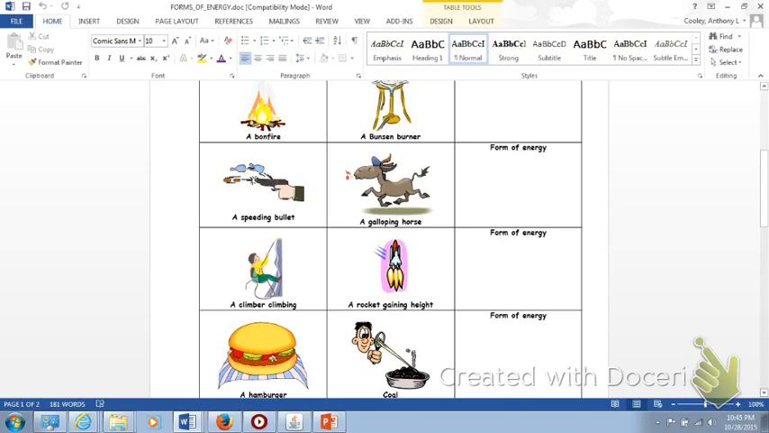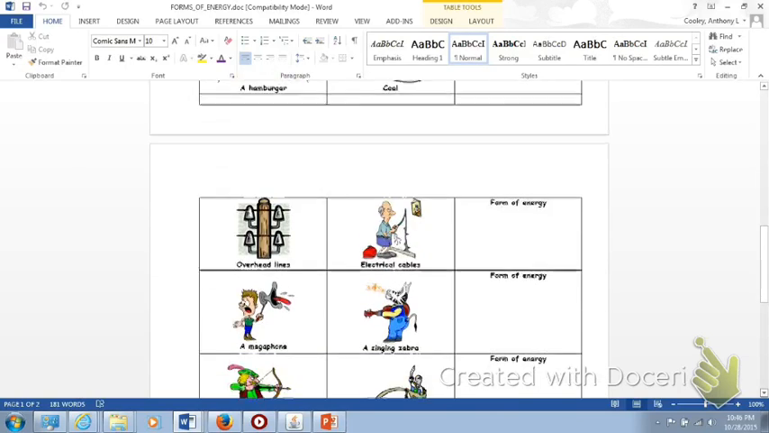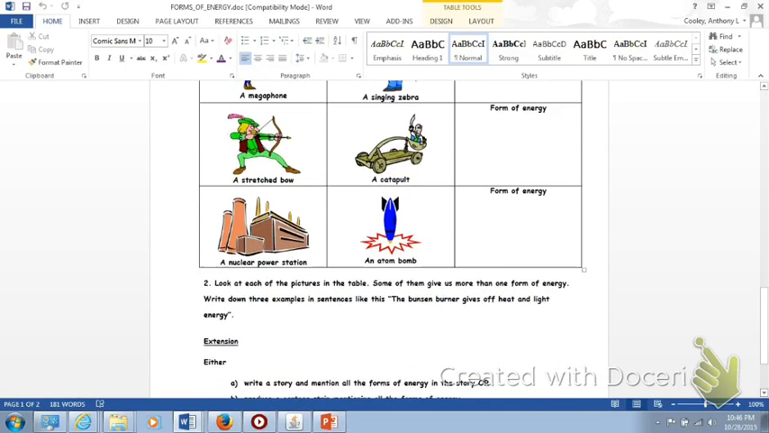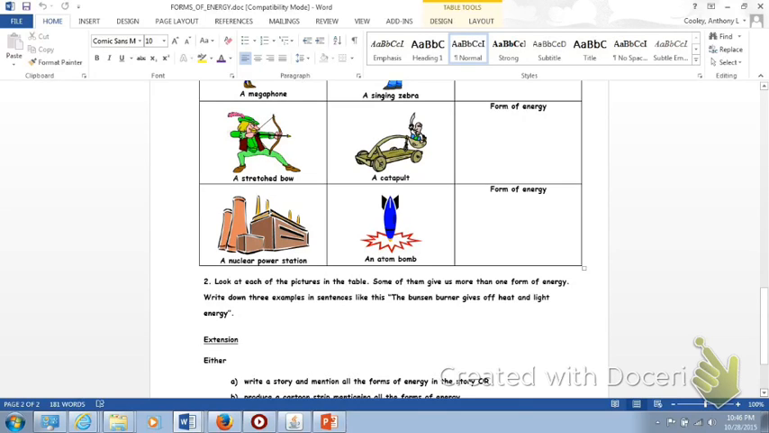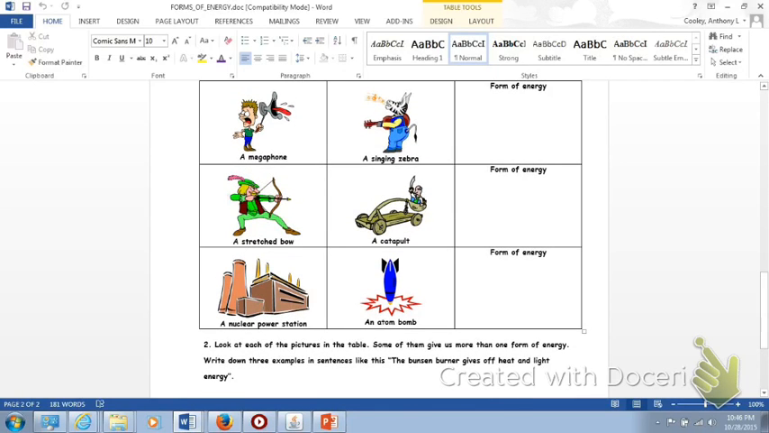So now we look here at the very bottom of our presentation. You see a couple of activities you might could do. Number 2 here says, let's look at each of the pictures in the table. Some of them give us more than one form of energy. Write down 3 examples in a sense like this. Here's an example. The Bunsen burner gives off heat and light energy. So, what other examples can you come up with that give off dual or more than one type of energy in your particular diagram of the ones above? I want you to write those down. You don't have to know, but we'll discuss that in class.